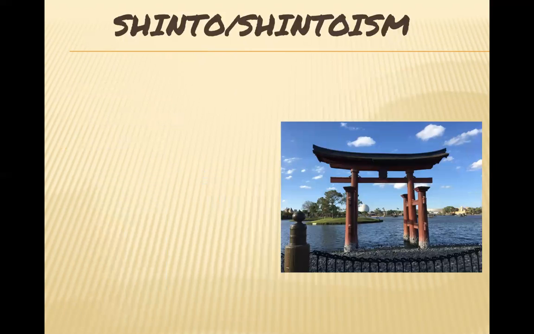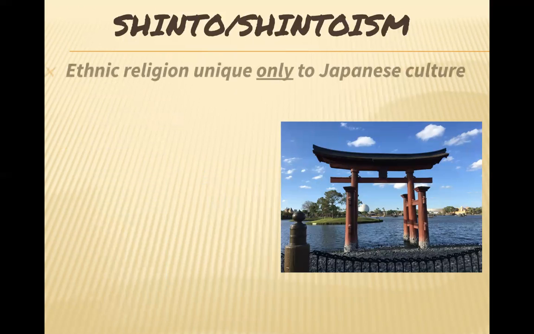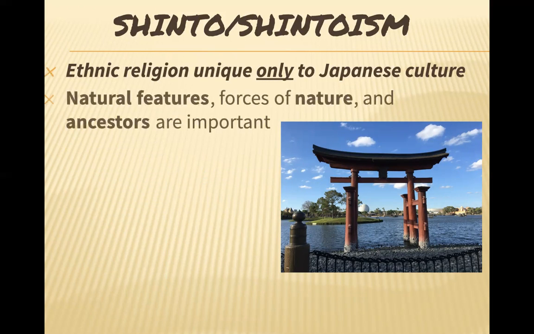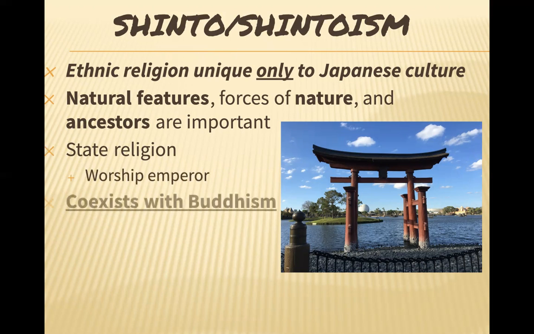And then we have the ethnic religion, unique only to Japanese culture. It emphasizes natural features, forces of nature, and that ancestors are important. The religion itself worships the emperor as a god. And this religion coexists with Buddhism. And remember, Buddhism has key beliefs such as the Eightfold Path, enlightenment, we all suffer, and nirvana.